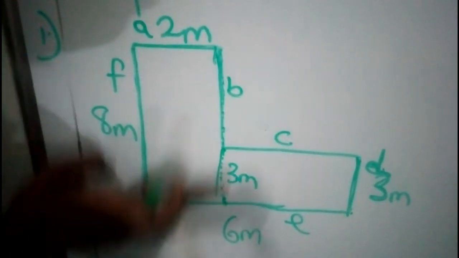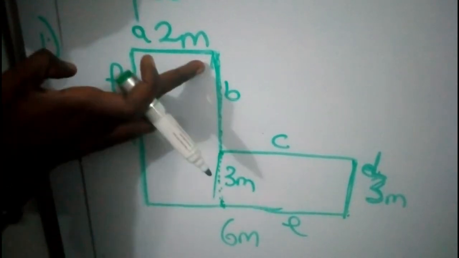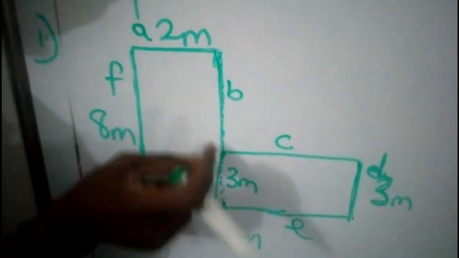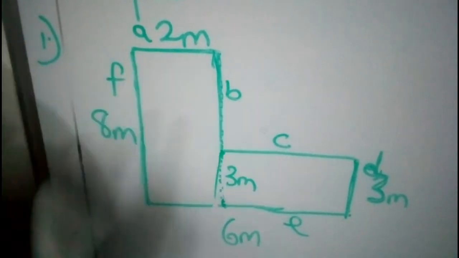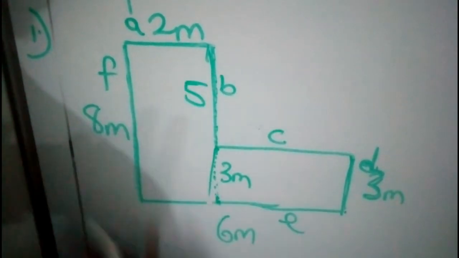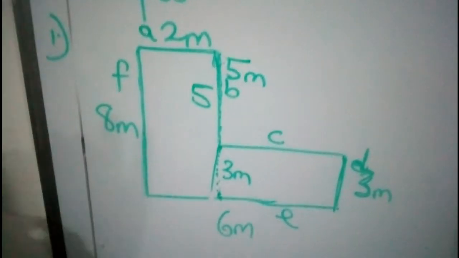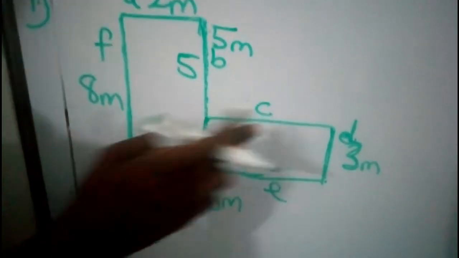So if the whole length is 8 and I have here to here as 3, it means the remaining length here, which is B, will be what? Taking 3 away from 8. And that will give you what? 5. So B is what? 5. So we have been able to get our B as what? 5 meters. Now the next side to find is the C.